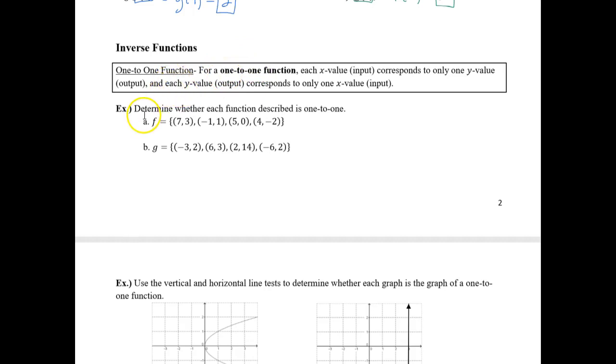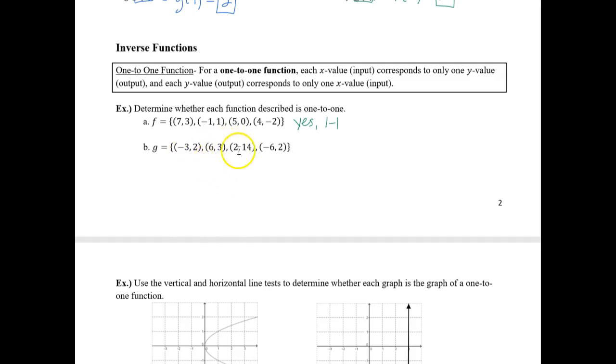So this first problem says determine whether each function described is one-to-one. So function f has (7, 3), (-1, 1), (5, 0), and (4, -2). So as far as the x values, or the inputs, the domain, I see 7, -1, 5, and 4. So those are all distinct values. Then I look at the outputs, 3, 1, 0, -2, also known as the range. Those are also distinct. So yes, this is one-to-one.